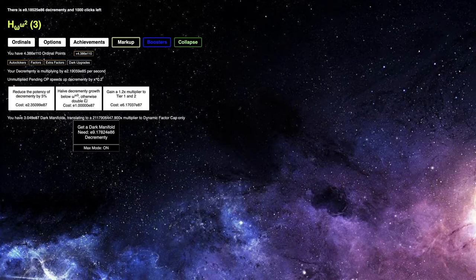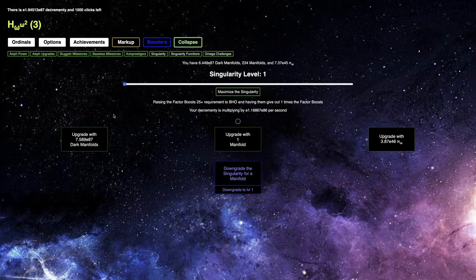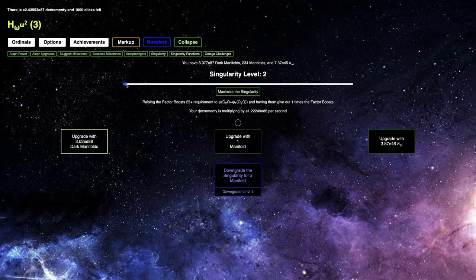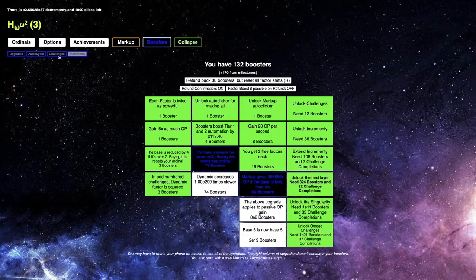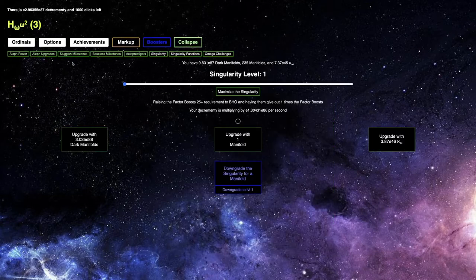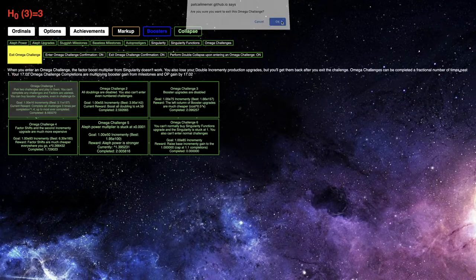This actually could be enough to try to get one more singularity level. So you can see it's a lot faster. It's almost like there's no order of magnitude change. That's how powerful it is. So I should be able to, yeah, there's the last singularity level I'll get here. Now, I'll exit the Omega Challenge. I'll go into Challenge 9.